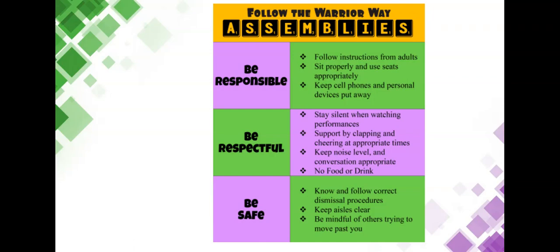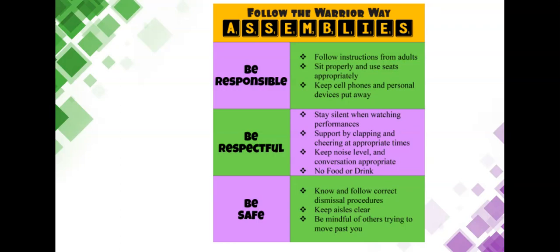So that brings us to this last slide where I would like to review appropriate etiquette and behaviors at a school assembly. So first, being responsible. What does that look like in an assembly? First, you would follow your teacher's instructions. Sit up properly and use the seats appropriately, and keep cell phones and personal devices away in your backpack or in your pocket.